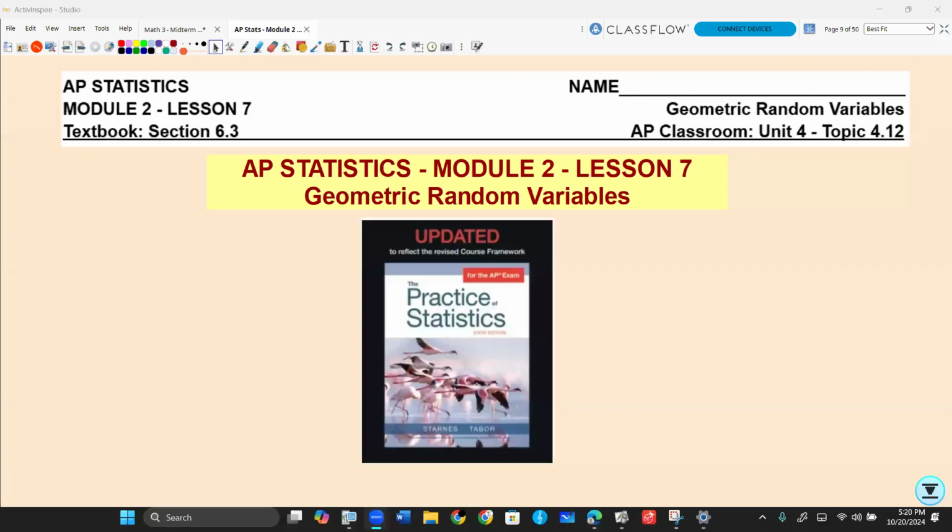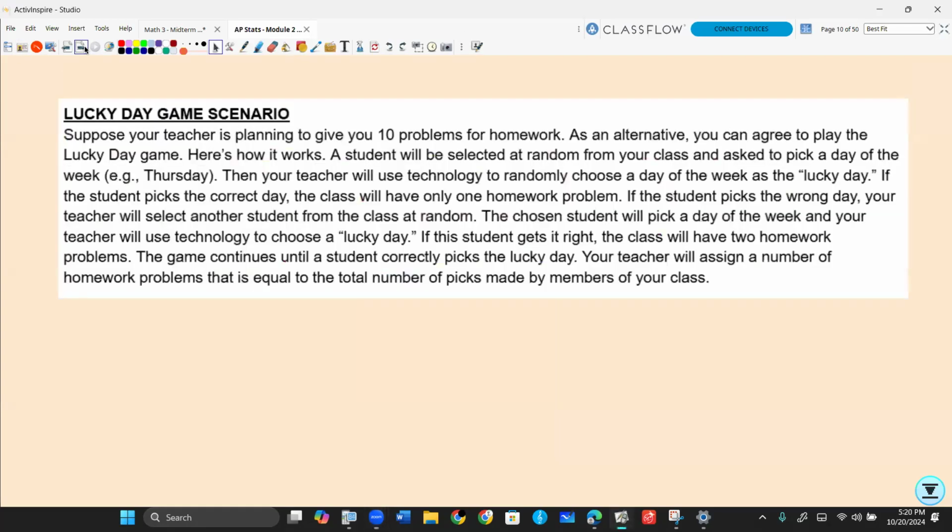Welcome, guys. This is going to be AP Stats, Module 2, Lesson 7, Geometric Random Variables. This is going to be covered in 4.12 in AP Classroom and Section 6.3 in your textbook. So we have a scenario.